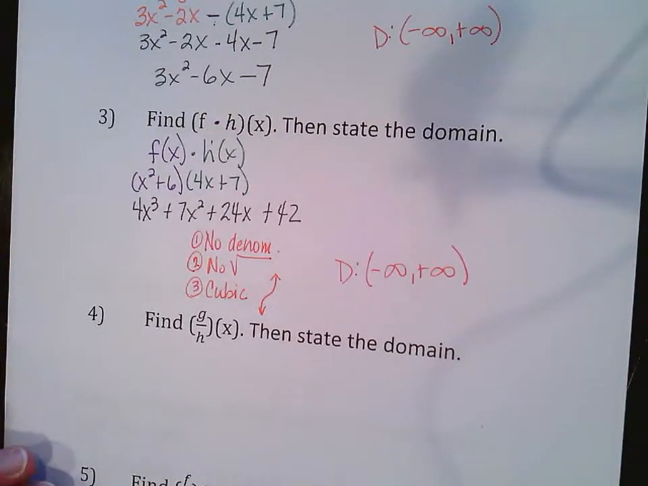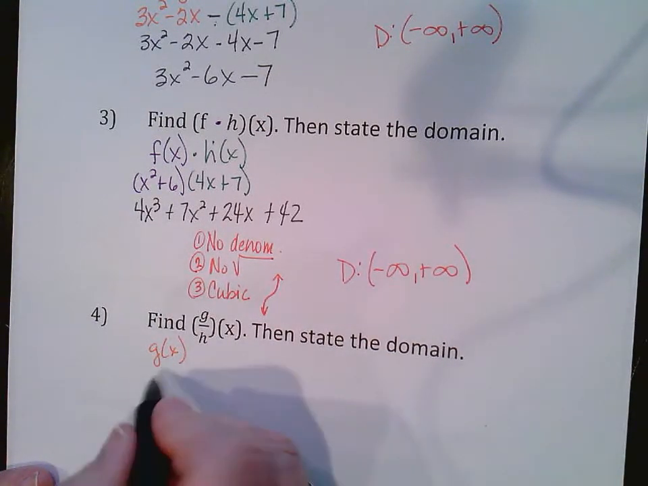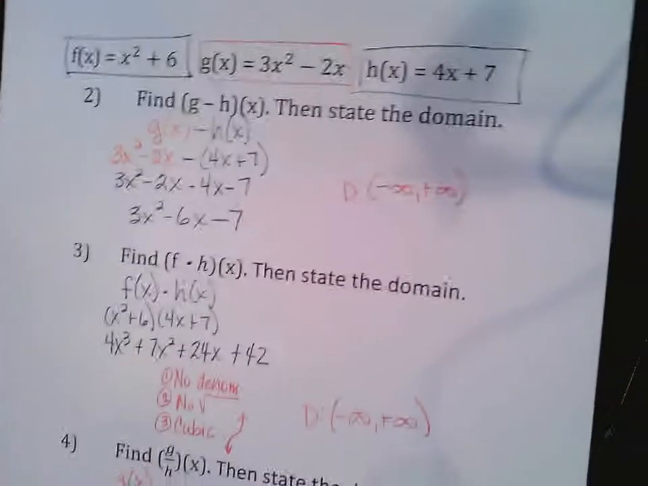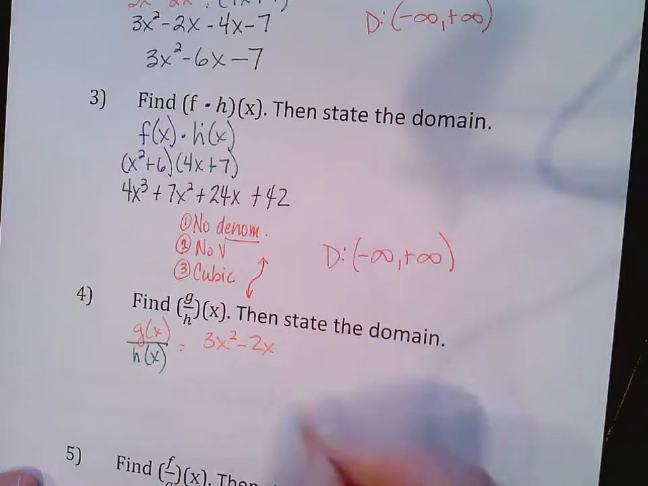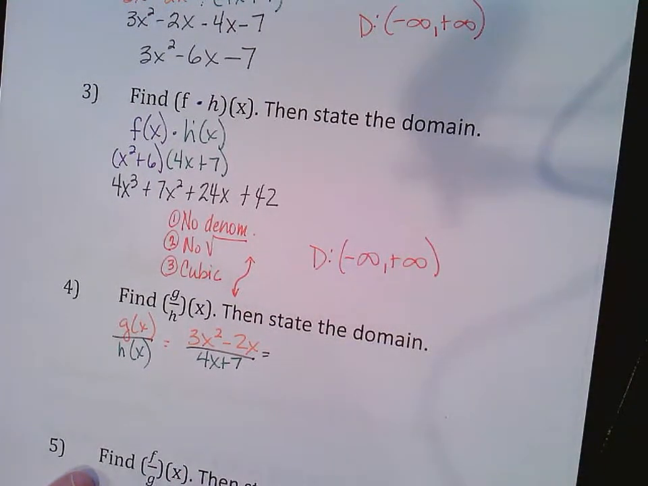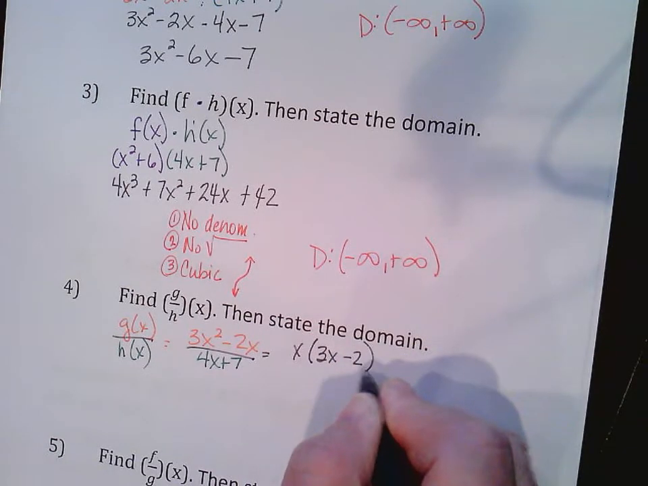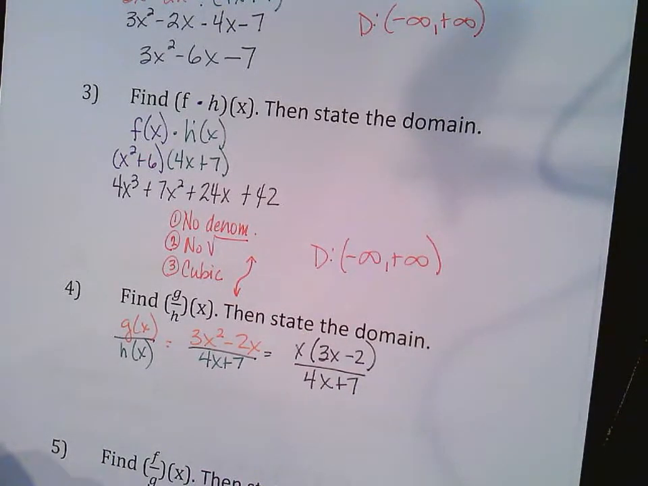So I bet that most of you probably know what comes next. But this is going to be G of X, and I'm going to put that over H of X. So my G of X function is 3x squared minus 2x, and my H function is 4x plus 7. And you want to make sure that you always factor so that if there's something that can cancel, you see that. So this is x times 3x minus 2. If I take an x out of that, there's really nothing I can factor out of the bottom, so that's 4x plus 7. Now I have a denominator.